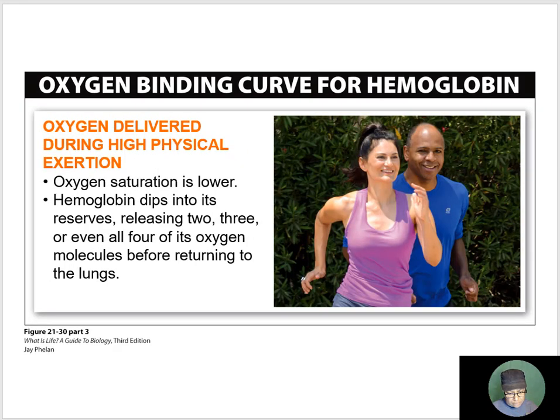However, when there's a high physical demand, then again, looking at this oxygen curve for hemoglobin, the oxygen saturation in the region of the tissues is low. And then hemoglobin is going to dip into its reserves and just start releasing 2, 3, even all 4 of its oxygen molecules before it returns to the lungs to pick up more. Okay?